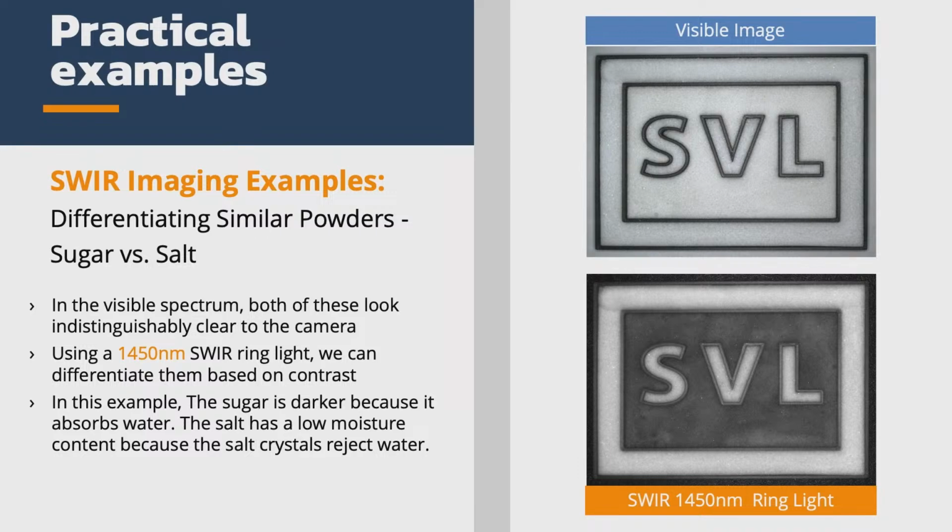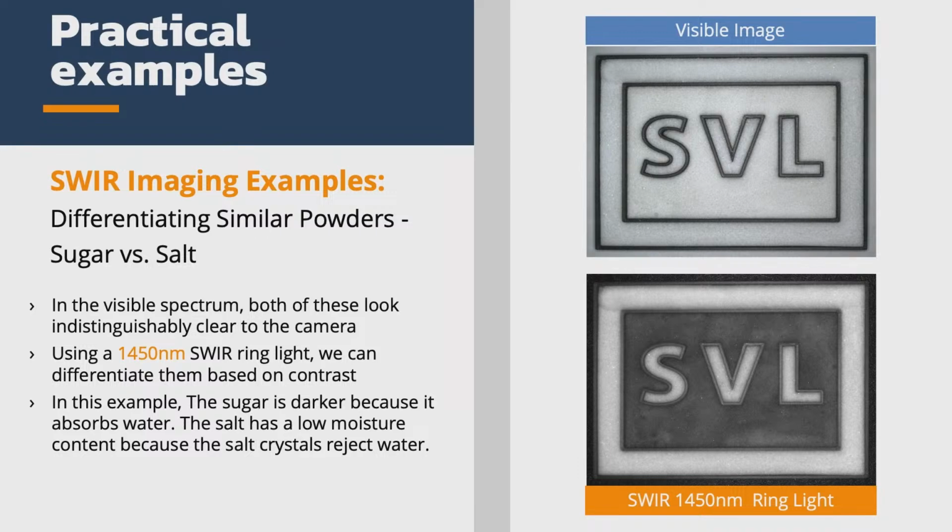However, if we put a 1450 nanometer ring light and illuminate this same logo outline with powders in it, then you'll see very quickly that the 2 powders are not the same. In fact, one of these is sugar and one of these is salt.